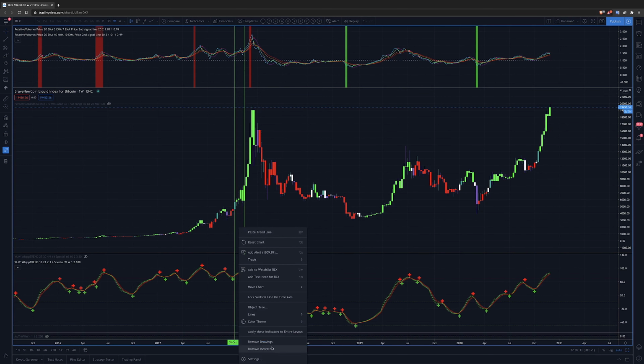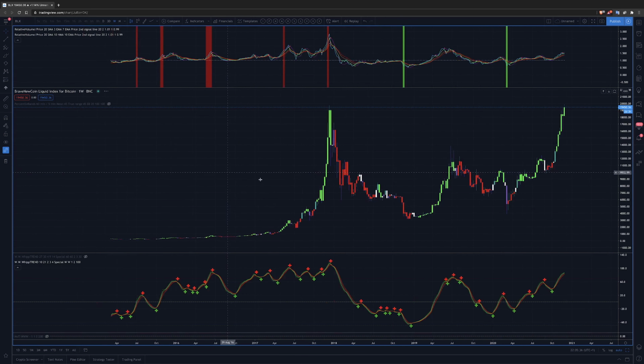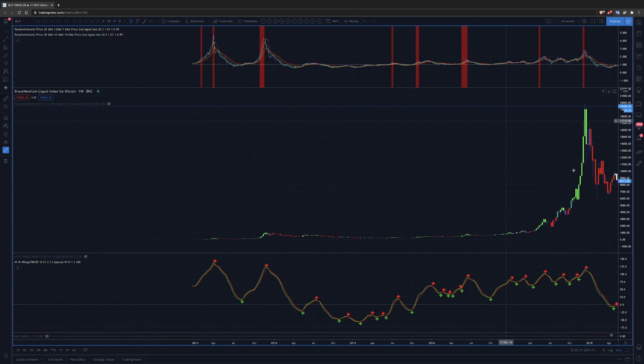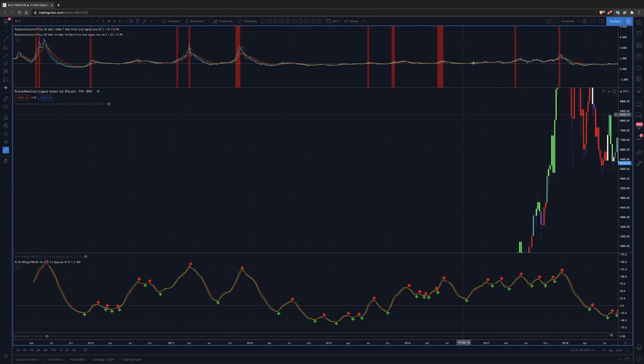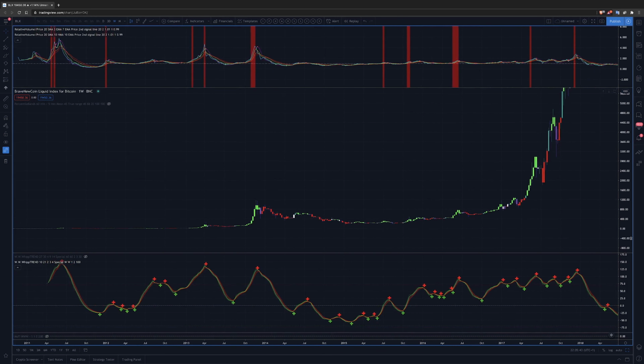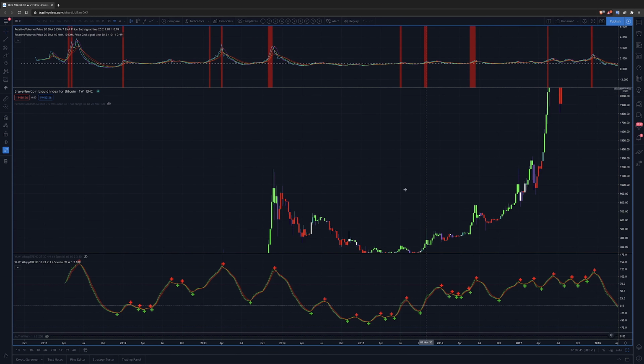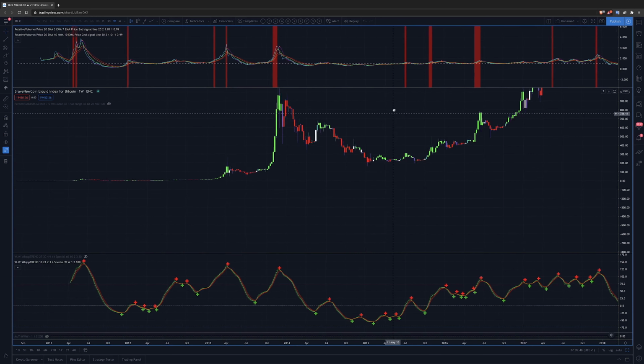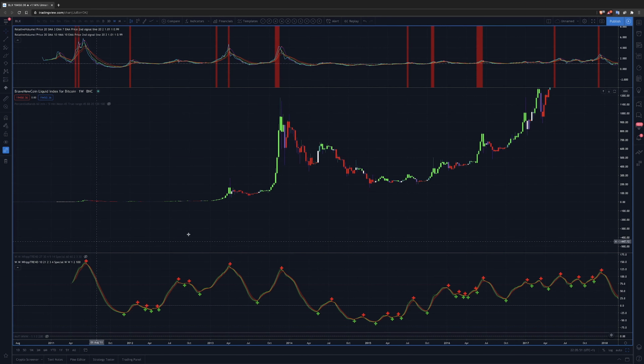I'll get rid of all the drawings there. So remove drawings. Even going back through time with Bitcoin, this has been such a powerful instrument. Yeah, it's amazing. And this is back in 2013. One powerful way to use this is identifying a trend line. You've got a trend line here going across these, and once you break it, your trend line could then become support and resistance kind of thing.